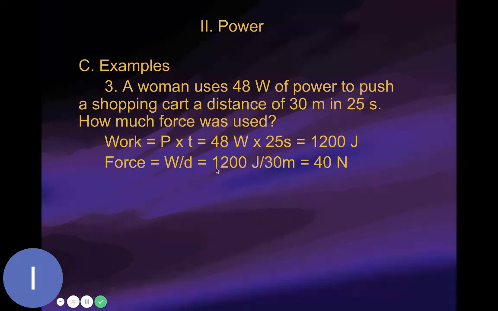Now we can do the second step of this problem, which is to use the work equation and solve for force. So we're solving for F instead of solving for W. Force is equal to work divided by distance, if you look at your triangle. So we'll take 1200 joules, divide that by 30 meters, and that equals 40 newtons. So 40 newtons is your final answer to this problem, because what it asked us to solve for was how much force was actually used. So 40 newtons of force is what was used to push the shopping cart.